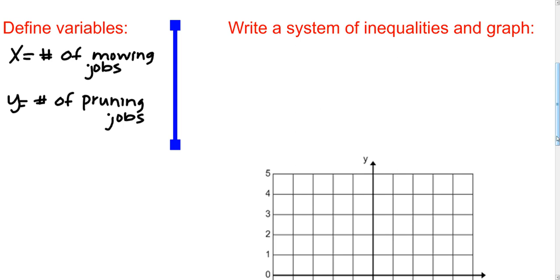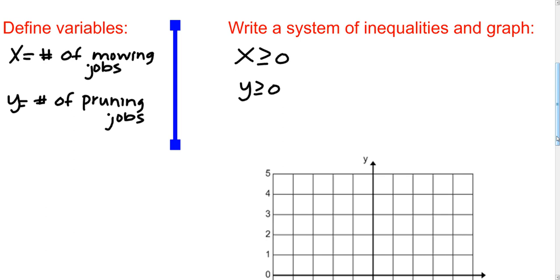All right, so again, you should have these 2 inequalities pretty much every time. X is greater than or equal to 0 and Y is greater than or equal to 0. Can't have negative number of mowing jobs or negative number of pruning jobs. Okay, what that does again is just limits us to the upper right hand quadrant, which I'm not going to take the time to graph because it gets so messy up here.